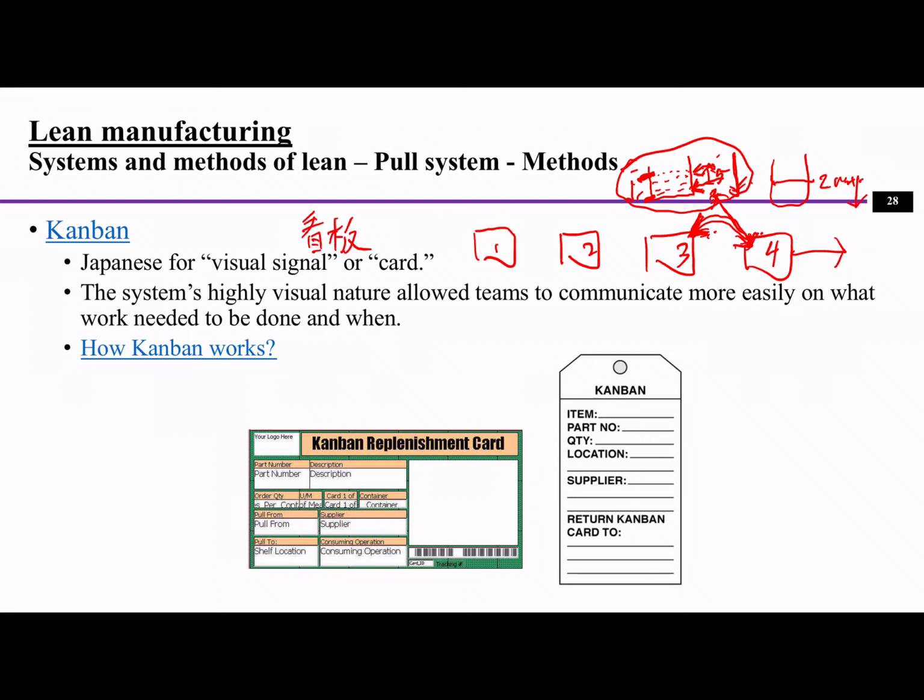So 4 does not have to immediately talk to 3. Basically, all they need is to change the information on the Kanban, right? And this is the Kanban example. It shows the part number, the description, and also the order quantity, right? What is the current order quantity? If 3 sees the quantity has gotten really low, then 3 will start to make more parts, right? So this is a Kanban.